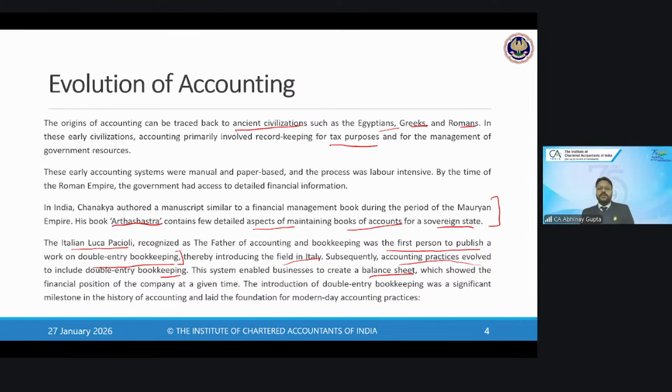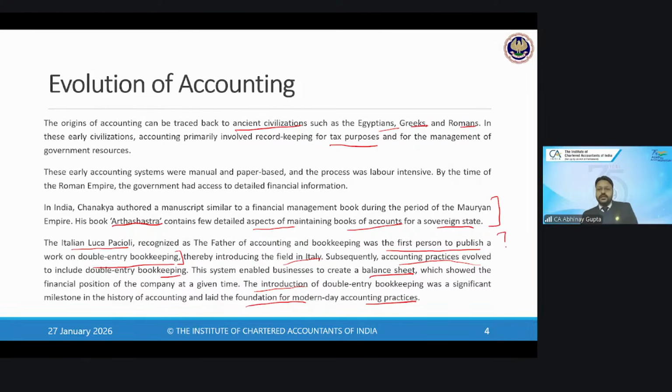Because he first introduced the double entry system, and that led to the creation of the balance sheet, which showed the financial position of the company or the organization, or the person whoever is preparing this, at a given point in time, right? So this is how the balance sheet got started. The introduction of double entry bookkeeping was a significant milestone in the history of accounting and laid the foundation for modern day accounting practices.